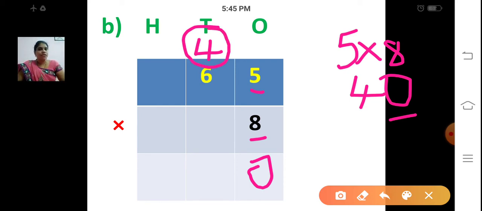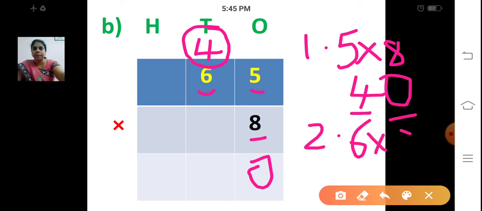5 8s are 40. So 0 I am writing in this ones place. I am writing 0 right below the ones place. This 4 will be carried over to the tens place. Now what is the second step? Now multiply the digit at the tens place by 8. Second step is 6 into 8. We are going to multiply 6 into 8.